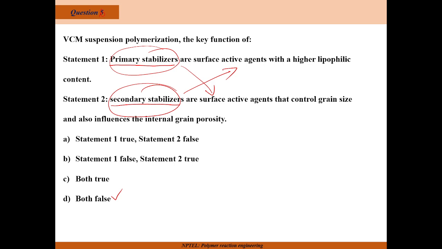So VCM stands for vinyl chloride monomer. That is basically a polymerization process used in the production of PVC, polyvinyl chloride. In that process, basically two stabilizers are used, one primary and the other secondary. The major use of the primary stabilizer is to control the grain size and the porosity. The major role of the secondary stabilizer is that they act as surface active agents and they have a high lipophilic content.